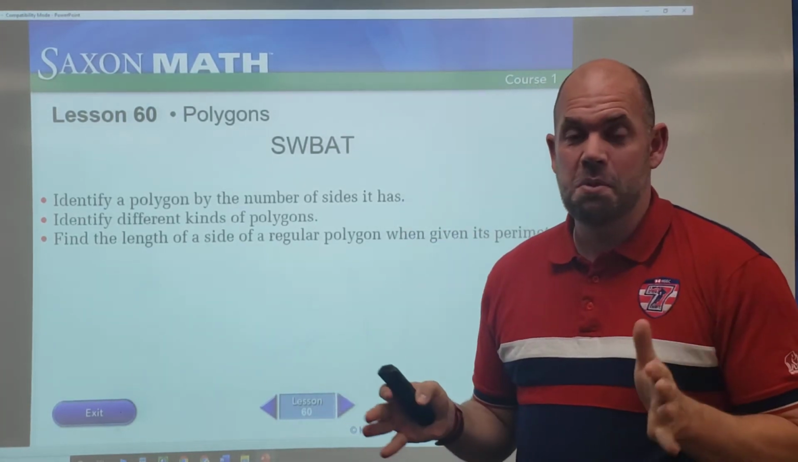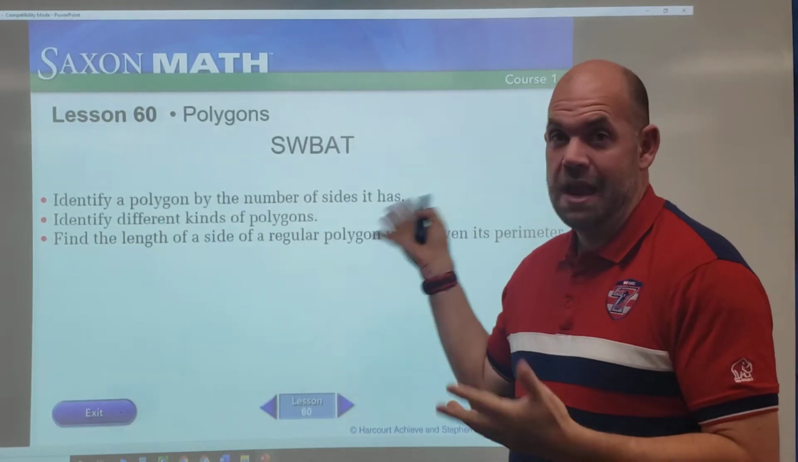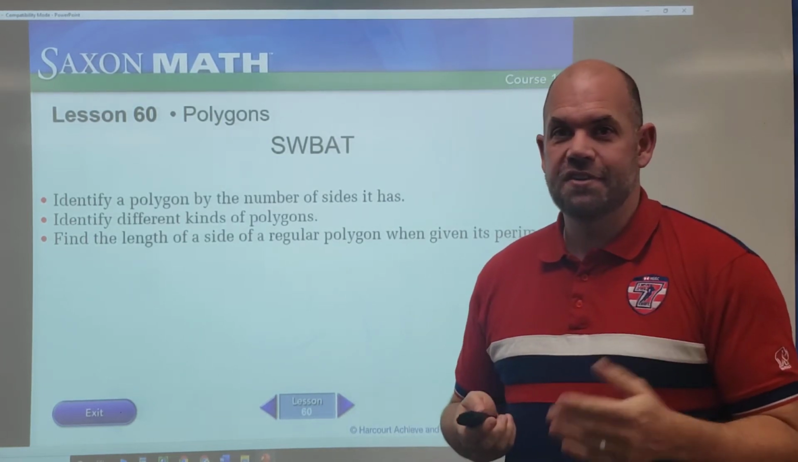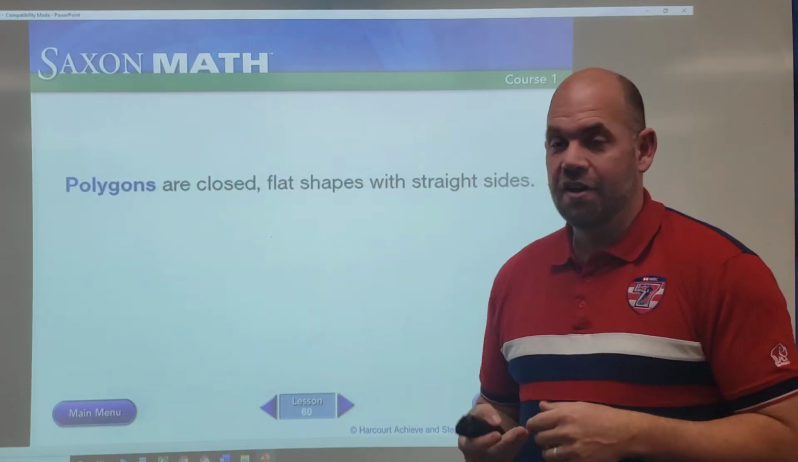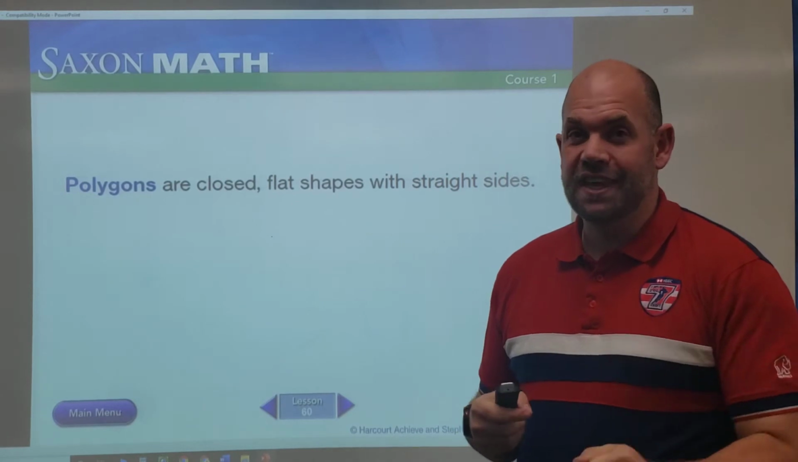Now, today we're finally moving away from fractions and decimals for a while to get into shapes. We're going to cover polygons today, so it's a little bit of a change of pace, which is welcome, I think. Polygons are simply closed flat shapes with straight sides. So, closed is the key word here.